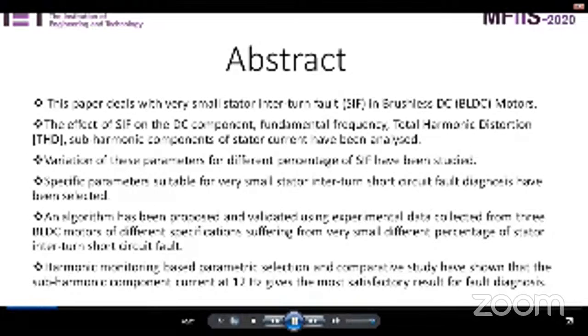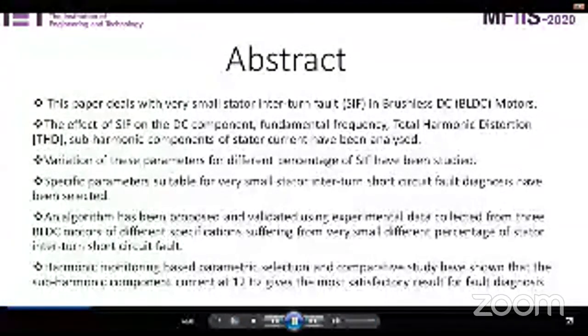Out of these parameters, a few specific parameters suitable for the fault diagnosis of very small stator interturn short circuit fault have been selected. Then an algorithm has been proposed and also validated using the experimental data collected from 3 BLDC motors of different ratings and suffering from very small different percentages of stator interturn short circuit fault. Harmonic monitoring based parametric selection and comparative study have shown that the subharmonic component current at 12 Hz gives the most satisfactory result for fault diagnosis.